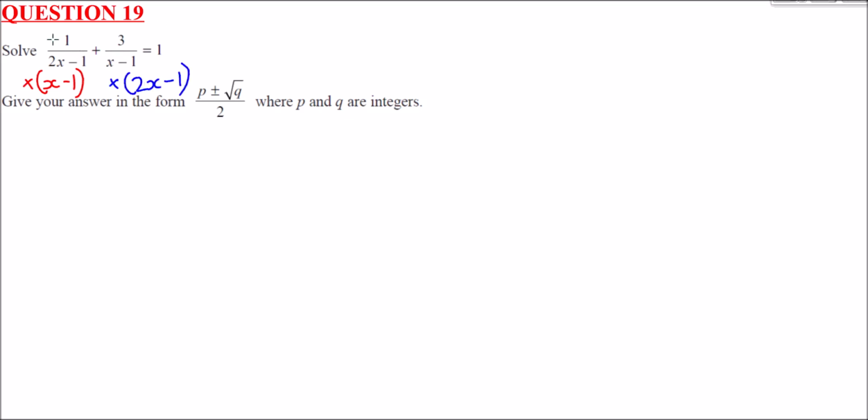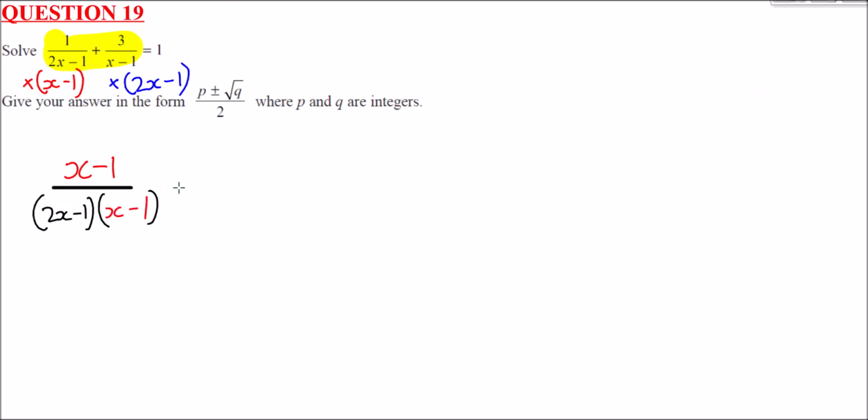And so this bit here, we can write as a common denominator fraction. So 1 times x minus 1 is obviously x minus 1. And that's going to be all over 2x minus 1, the original denominator, multiplied by the x minus 1 that we're timesing it by.